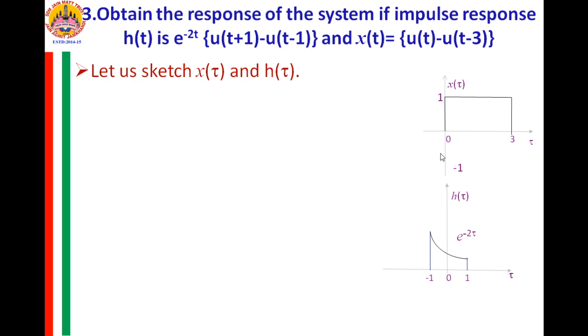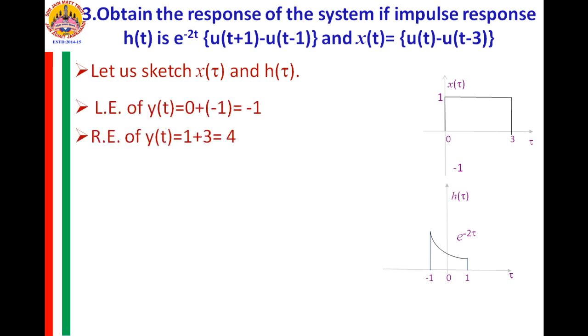Now you observe that the width of this is 3 time durations, whereas width of this is 2 time durations. Now for tau which is less than 0, we shall reflect first this, and then for t less than 0 we will go on shifting left this, and then shifting right for t which is greater than 0. Now what is the left end and the right end? You observe that the left end of this is 0 and this is minus 1. So left end of y of t is minus 1 and right end is 4.